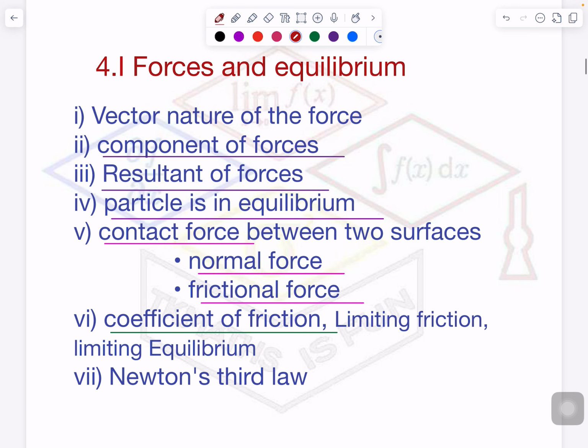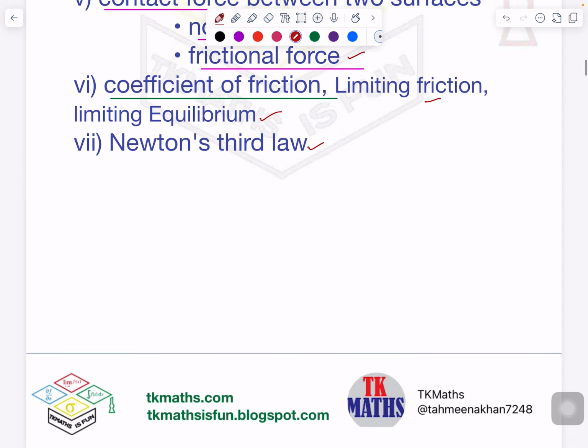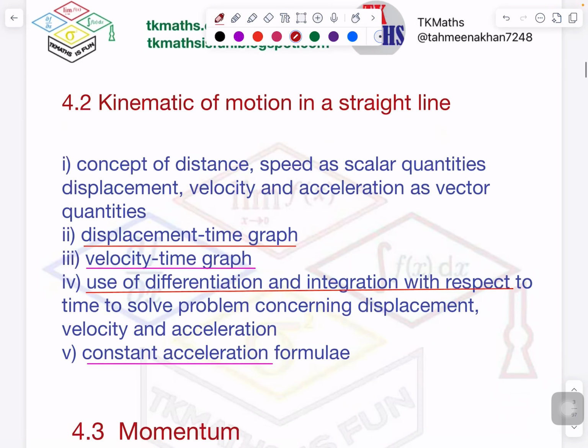So in forces and equilibrium, the concepts we will cover are vector nature of the force, component of forces, resultant of forces, particle in equilibrium, contact force between two surfaces which are normal force and frictional force, coefficient of friction, limiting equilibrium, Newton's third law of motion. So in forces and equilibrium, these are the subtopics which are covered.